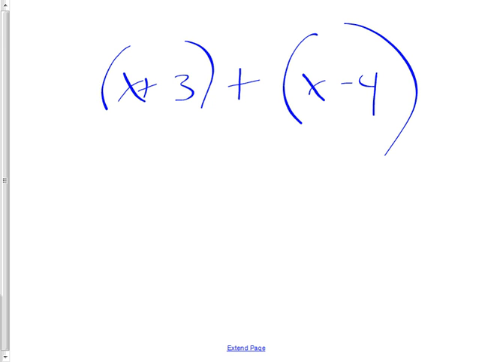How can you sometimes take them off and sometimes you can't? If there's anything inside that you can combine together, then you have to do that before you take the parentheses off. But are these like terms? No, so I can't put them together. So I could take those parentheses off.